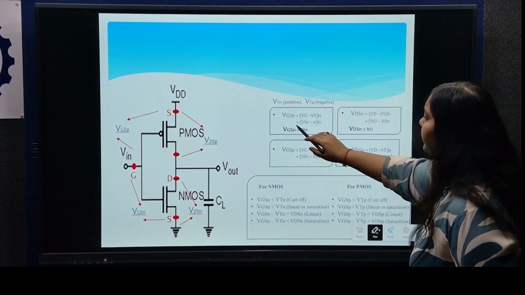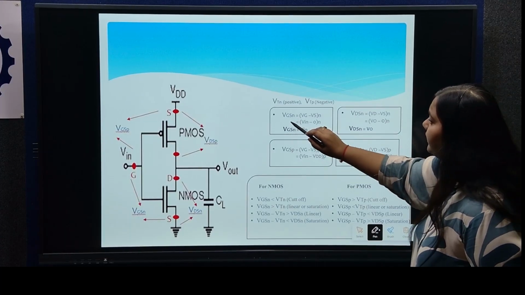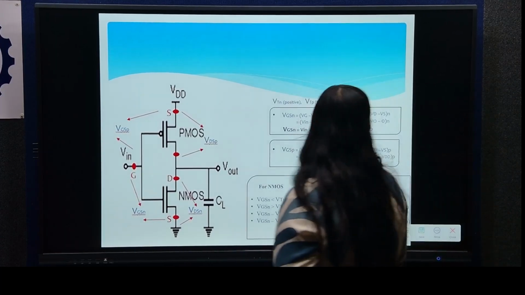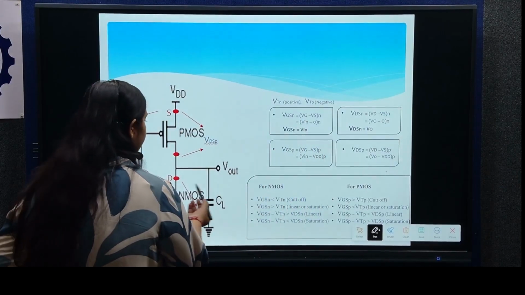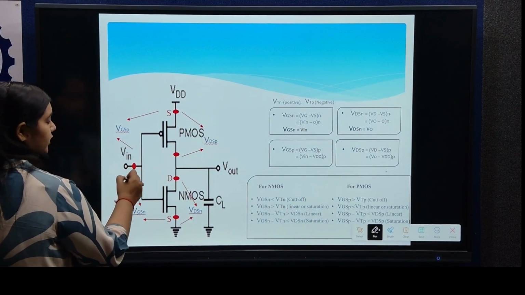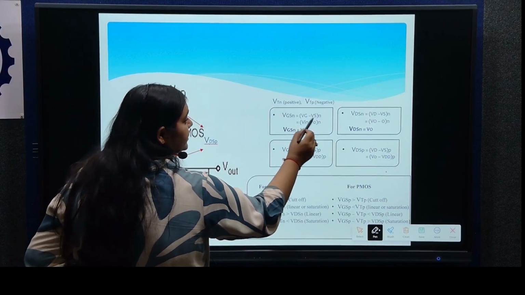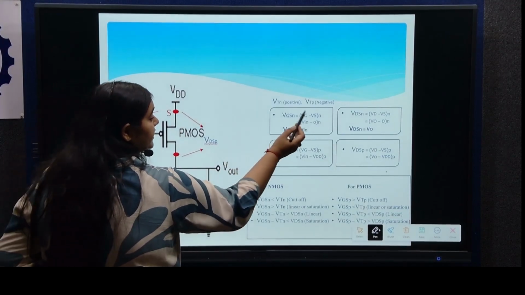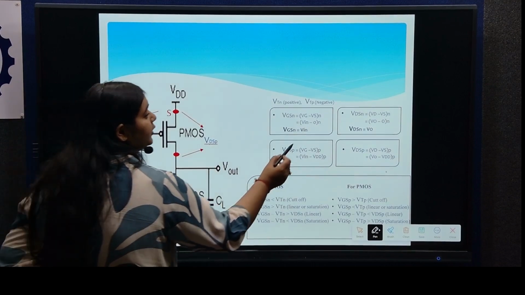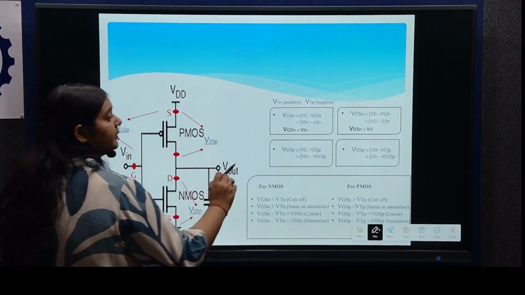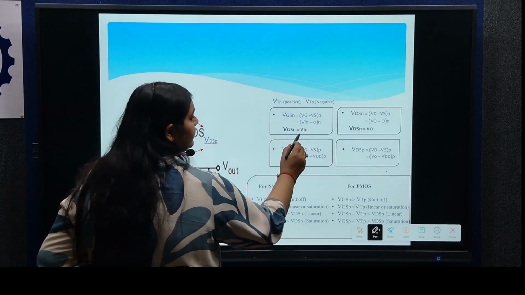Now VGSN, the gate to source voltage of NMOS. VGSN means VG minus VS. And what is VG here? VG is the input voltage, so we can put Vin in place of VG. Vin minus VS. So what is the source voltage of NMOS? The source voltage of NMOS is grounded, so we can put 0 here. So VG minus VS is Vin minus 0. So VGSN is equal to Vin.